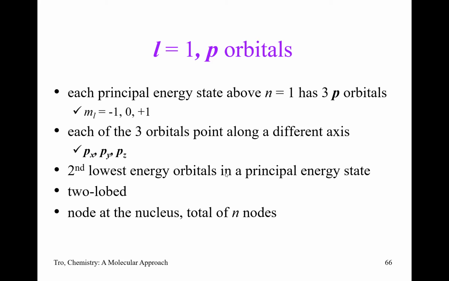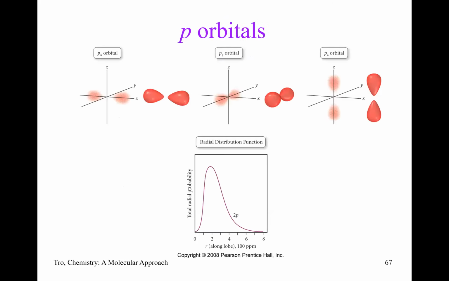It's second lowest in energy, and it has 2 lobes. A node at the nucleus, which means that there's a 0 probability of finding the electron at the nucleus, which we kind of already knew. And the 2 lobes basically means it kind of looks like 2 balloons tied together. And again, the y-axis one is the one that's a little tricky to see. So the x here is supposed to be in the plane of the board.